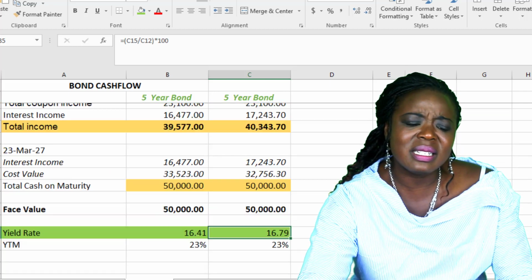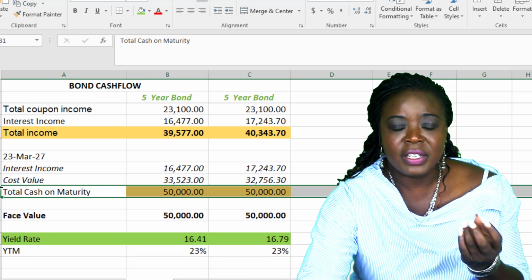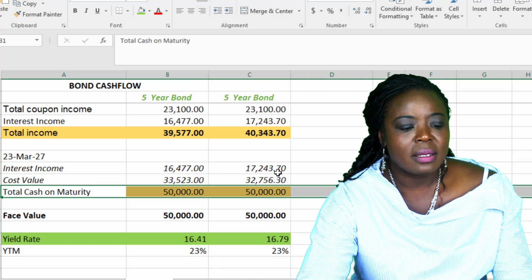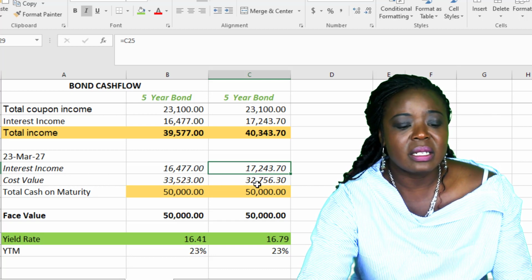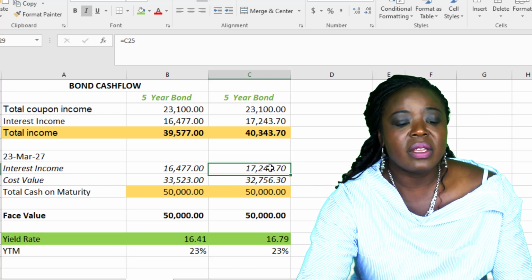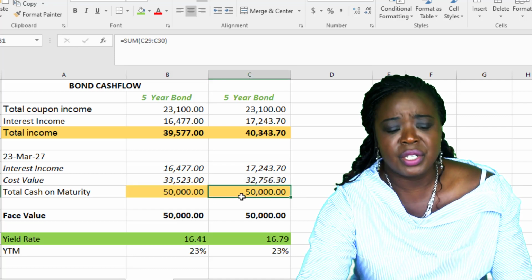However, very interesting is that upon maturity, of course, you get the face value back. All right. Now look at the difference here. The interest income is 17,000. The cost is 32, giving both bonds the same face value return.